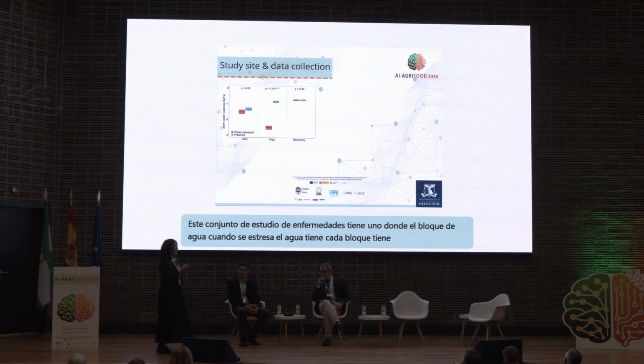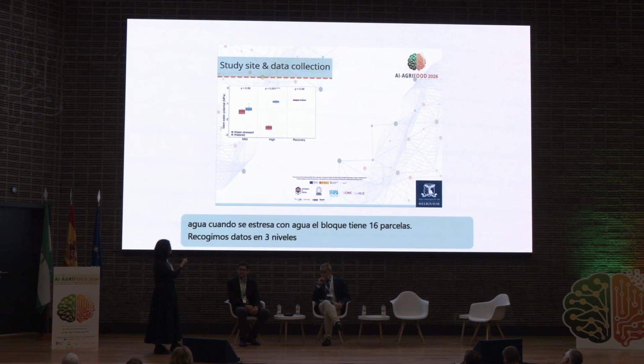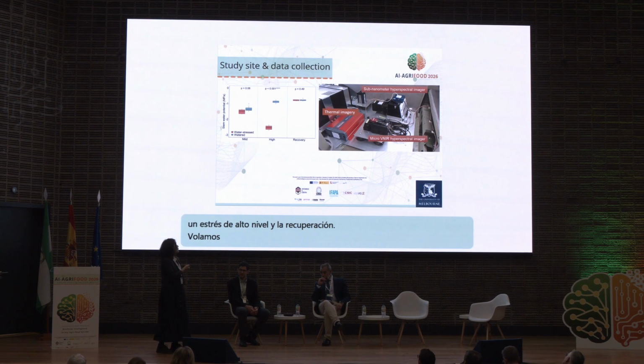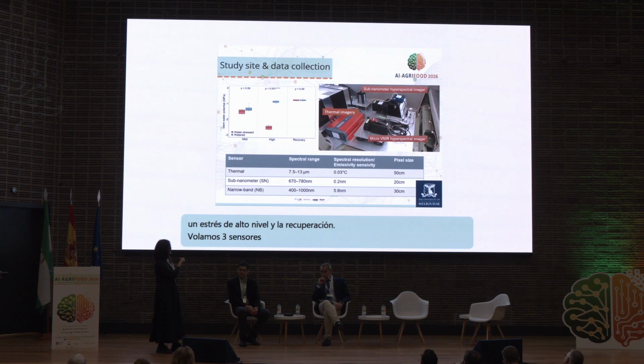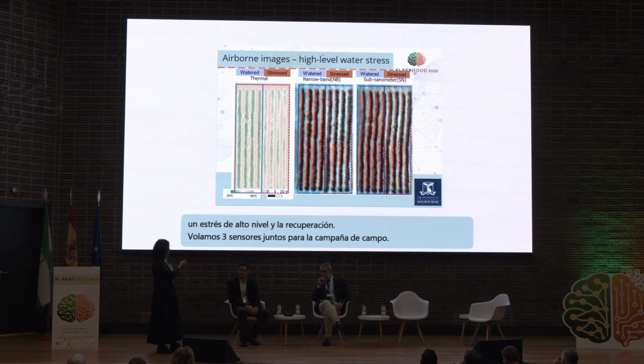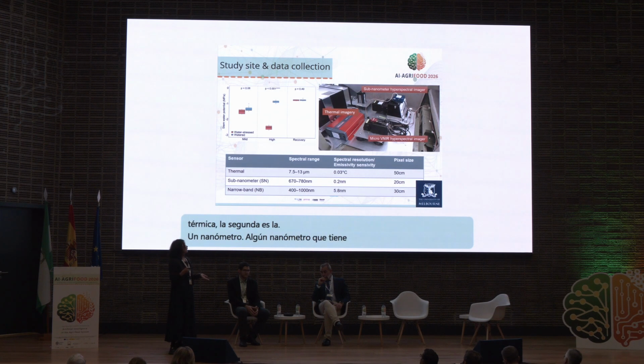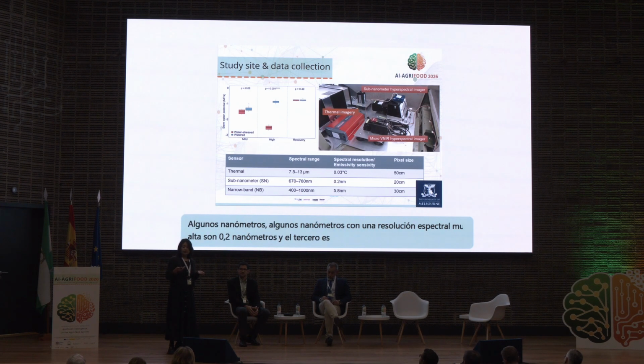We collected data at 3 stress levels, like we said before: a mild stress, high-level stress, as well as the recovery. We flew 3 sensors together for the field campaign. The first one is thermal, the second one is the sub-nanometer, which has a very high spectral resolution of 0.2 nanometer. And the third one is what we use normally, a standard narrowband hyperspectral imagery.